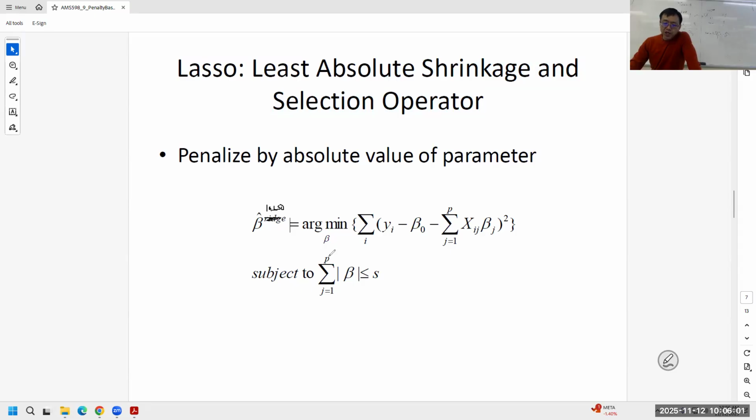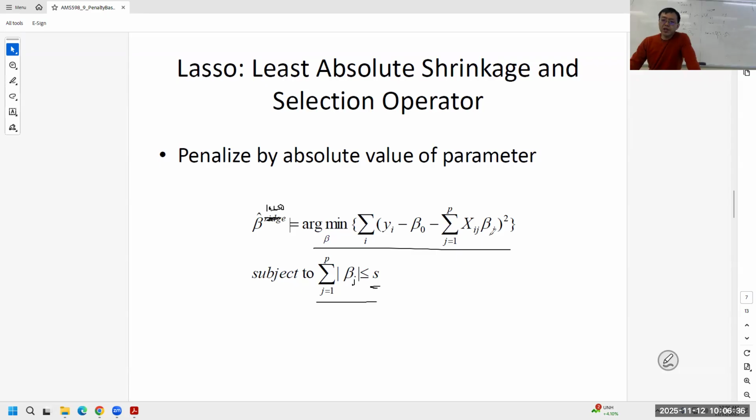So compared to the ridge, in the lasso estimation you can see we still minimize the SSE. The only thing is the constraint is going to be different. That's beta j. For the ridge, it's the summation of beta j squared less than or equal to some constraint, right? But in the lasso, we take the summation of the absolute value of beta j less than or equal to some constraint. So the only difference is one is the square, another one is the absolute value.